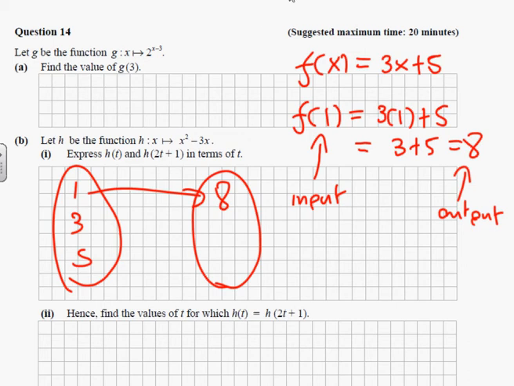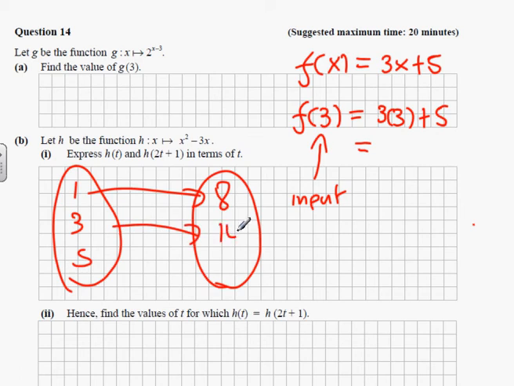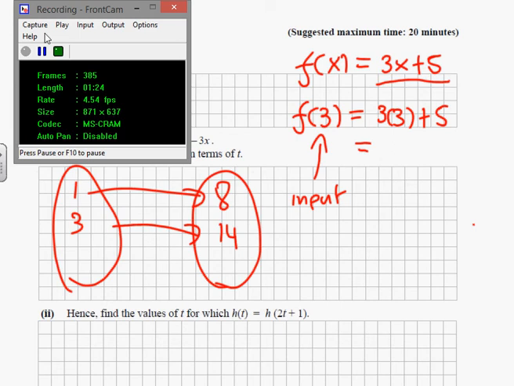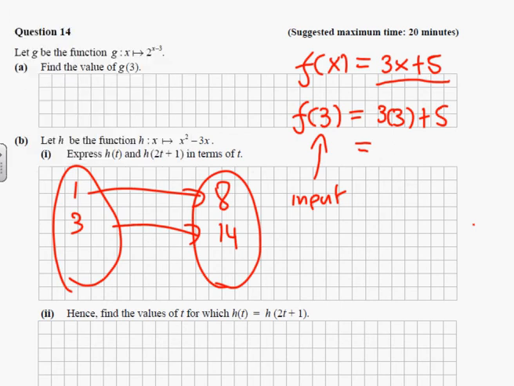If I was to replace this with 3, what happens then? Instead of 1, we're going to use 3. 3 times 3 is 9, plus 5 is 14. So 3 goes to 14, and you get the gist. This is what's called a linear function. The reason it's a linear function is it has no x squared, no powers. That makes sense?